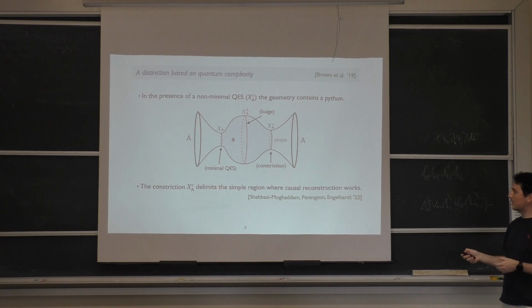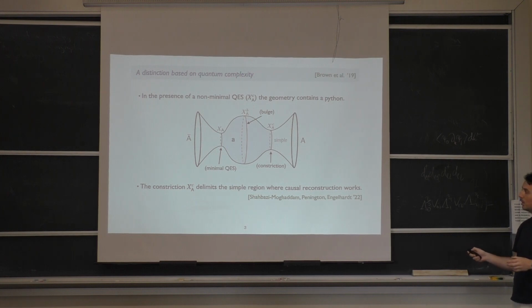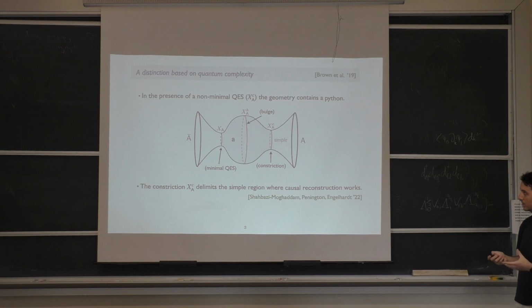So the main idea is that the reconstruction of operators outside of the outermost quantum extremal surface, outside of the constriction, is simple. And this was shown by Engelhardt, Penington, and Shahbazi-Moghaddam, 1 year ago, 2 years ago actually. And the idea is that one can generalize HKLL reconstruction to access all this region, but this process fails once one reaches the outermost extremal surface. So this region can be reconstructed simply, with the HKLL reconstruction in terms of local conformal primaries of low conformal dimension.